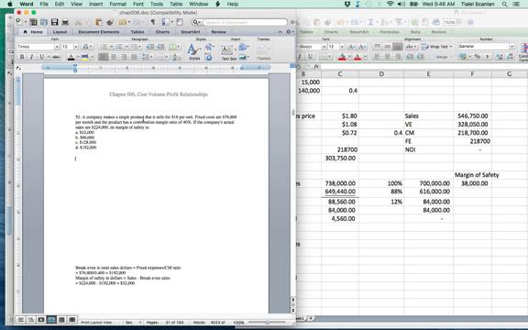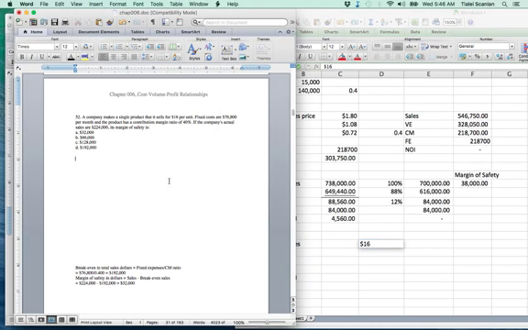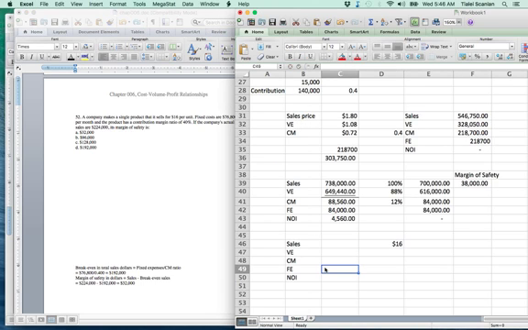A company makes a single product that it sells for $16 per unit. Fixed expenses are 76,800. The contribution margin is 40%, and the company's actual sales are $224,000.